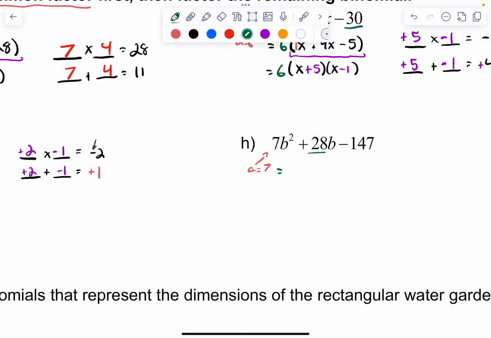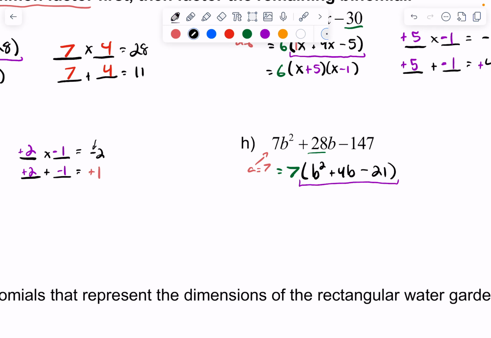So this would be 7b squared. 28b divided by 7 would give you 4b. 147 divided by 7 would give you 21, negative 21. Okay, factor this.